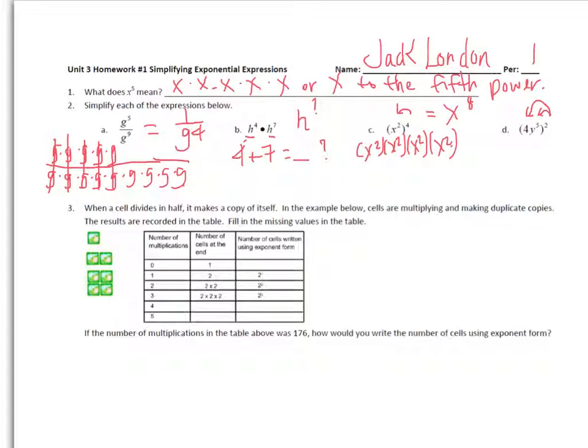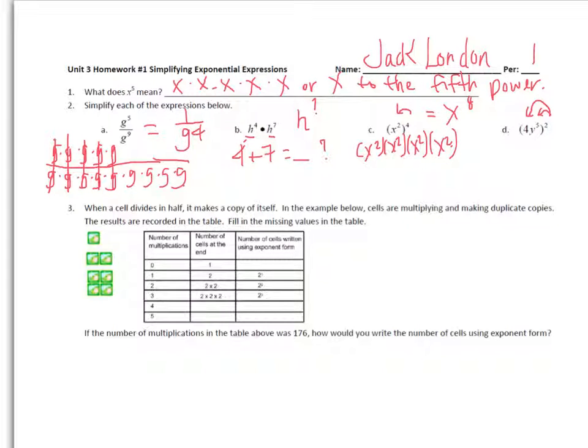Number 3 says when a cell divides in half, it makes a copy of itself. In the example below, cells are multiplying and making duplicate copies. The results are recorded in the table. Fill in the missing values.